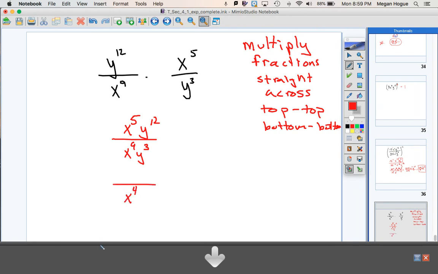But the 9's bigger, so it's going to go on the bottom. 12 minus 3 is 9. So we're going to go ahead and put that on the top because 12 is bigger. So y to the 9th over x to the 4th.